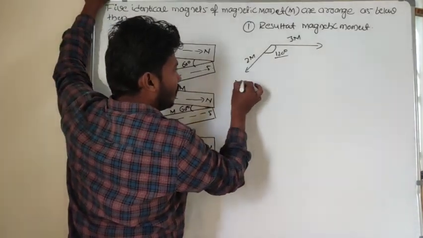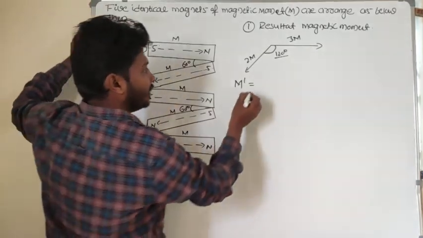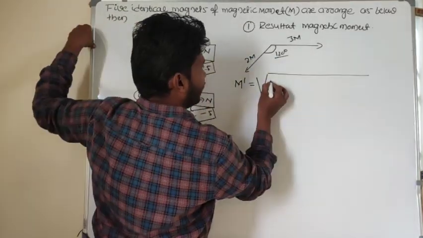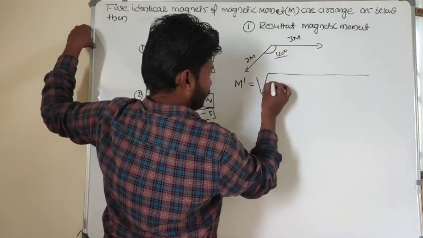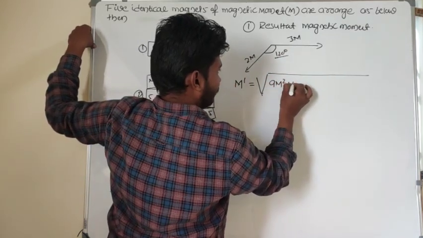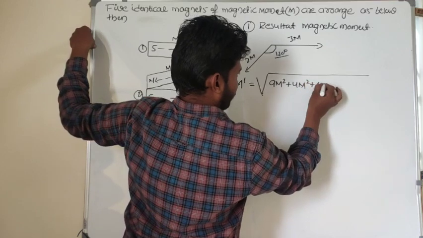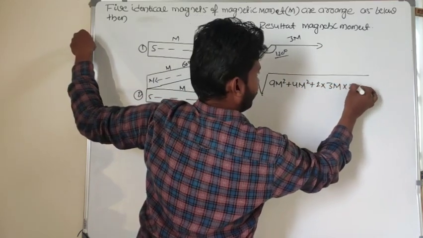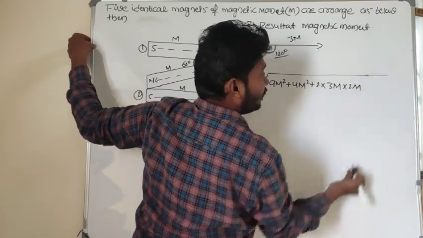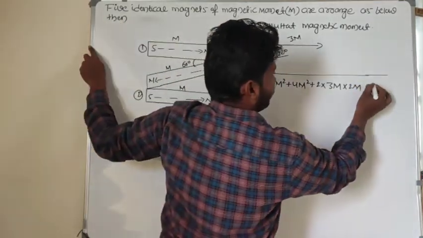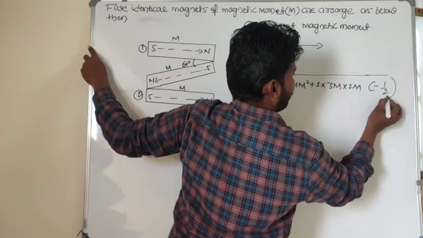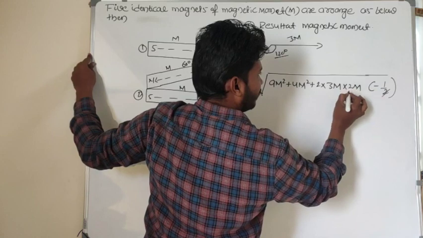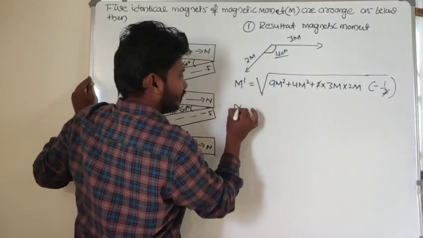Then what about the new magnetic moment here? Again the parallelogram law of vector addition. 3m squared, 9m squared, plus 4m squared, plus 2 times 3m into 2m into cos of 120. Shall I take that value directly? Minus 1 by 2. You can cancel this one.